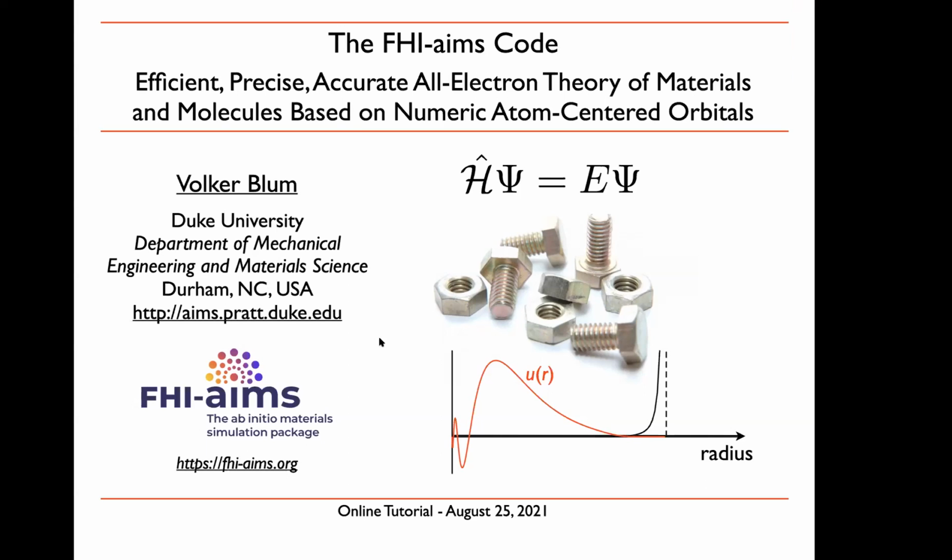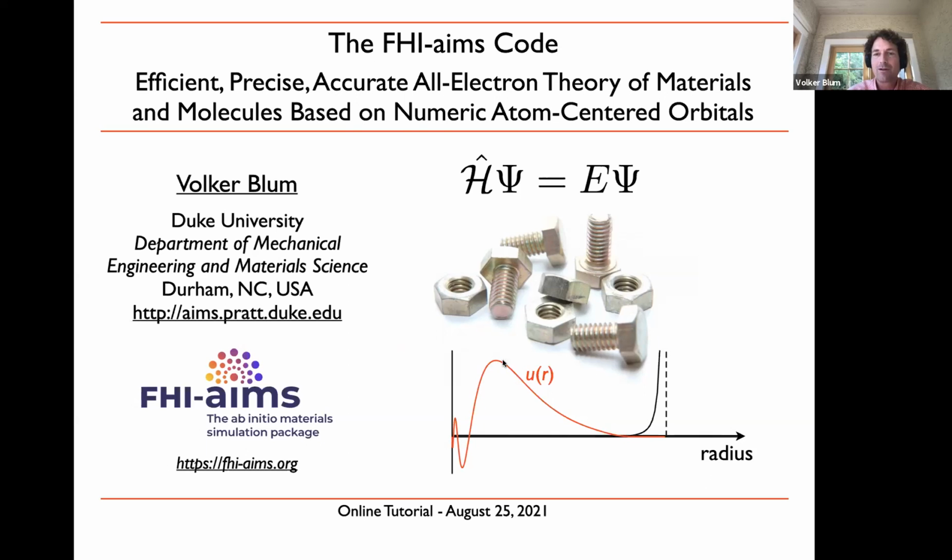And the other thing you see on this first slide is a radial function. This is actually a 4s radial function of a copper atom, and that's what it looks like. And especially here near the zero, you see very strong wiggles. That's an all-electron valence radial function. And so these are the kinds of basis functions that we use to do all-electron theory in FHI-aims.